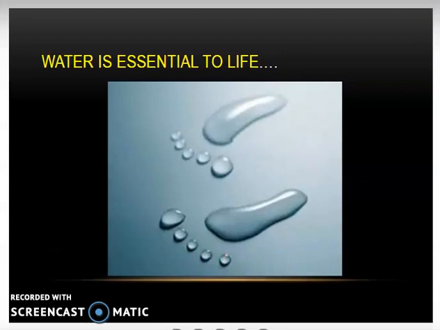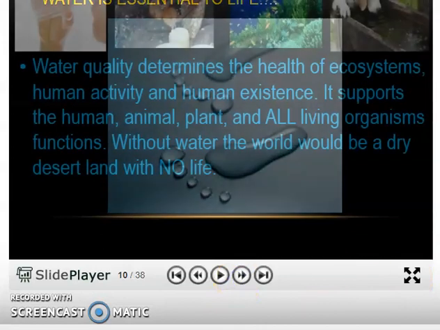Water is essential to life. We know this. We know that the human body and all living organisms require water in order to function, but we take it for granted. It's incredibly polluted, and there's a lot of problems with fresh, clean water supplies around the world. But how do we get that water clean? That's what we're going to focus on this week.